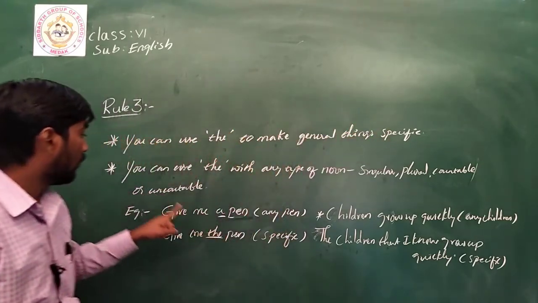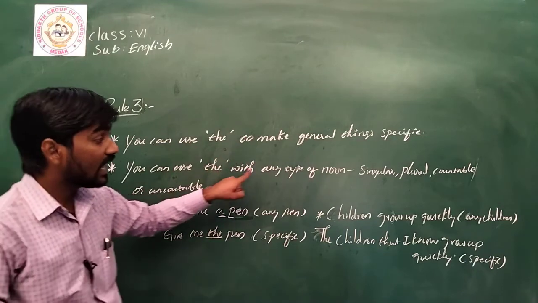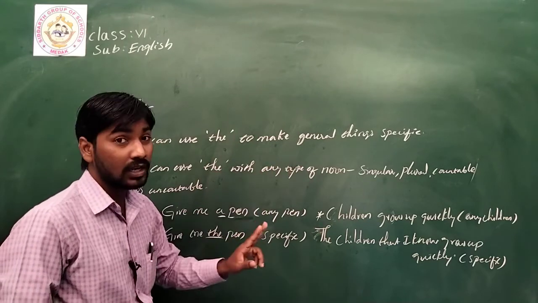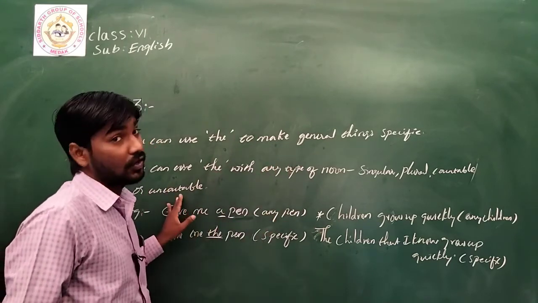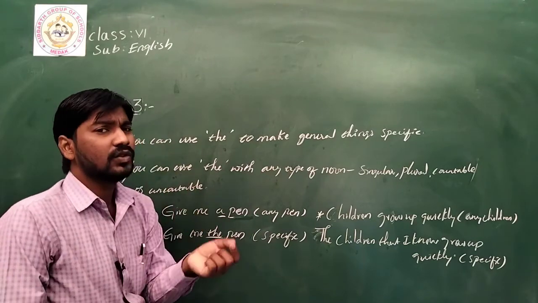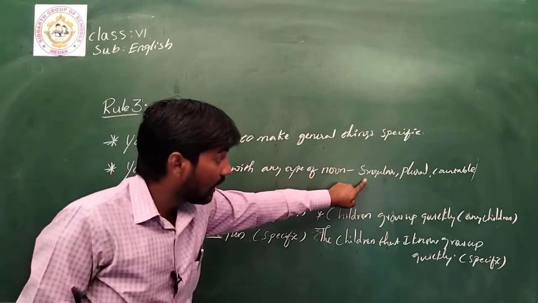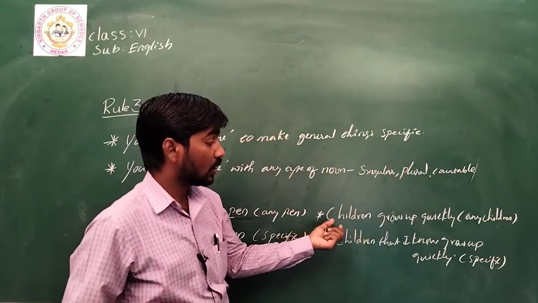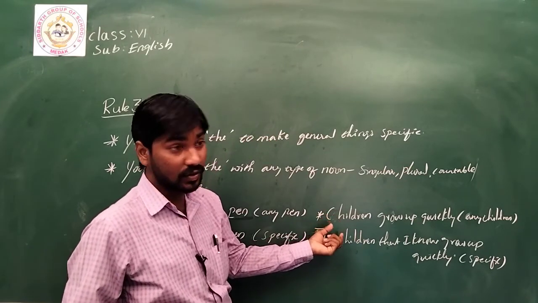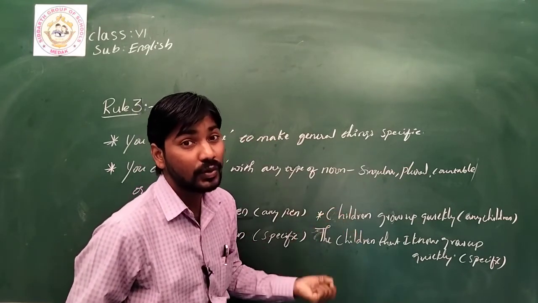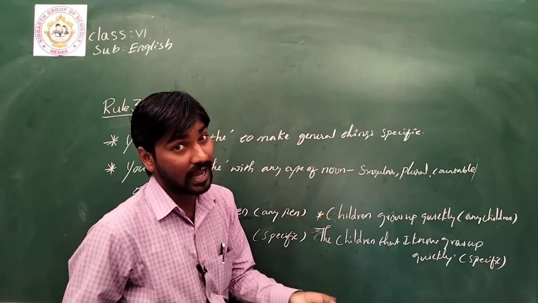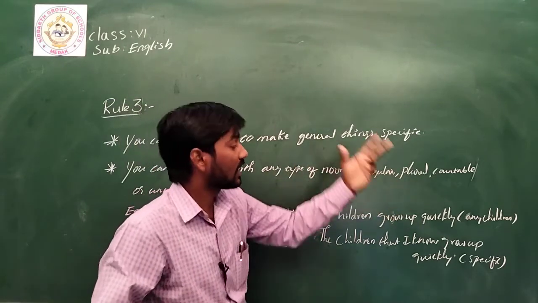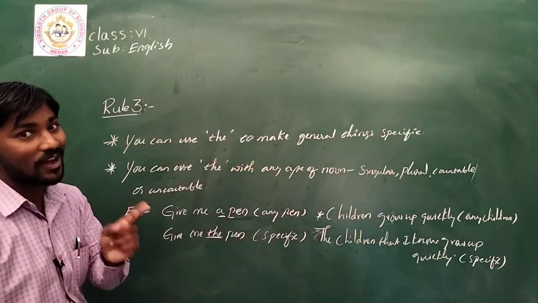And rule number 2, an important point: you can use the with any type of noun. Commonly we use a or an before singular nouns, and we can't use them before plural and uncountable ones. For example, children grow up quickly. We can't say a children here because it is a plural form. Before plural, we can't use the article a or an, but we can use the before singular, plural, countable or uncountable, but not a or an.